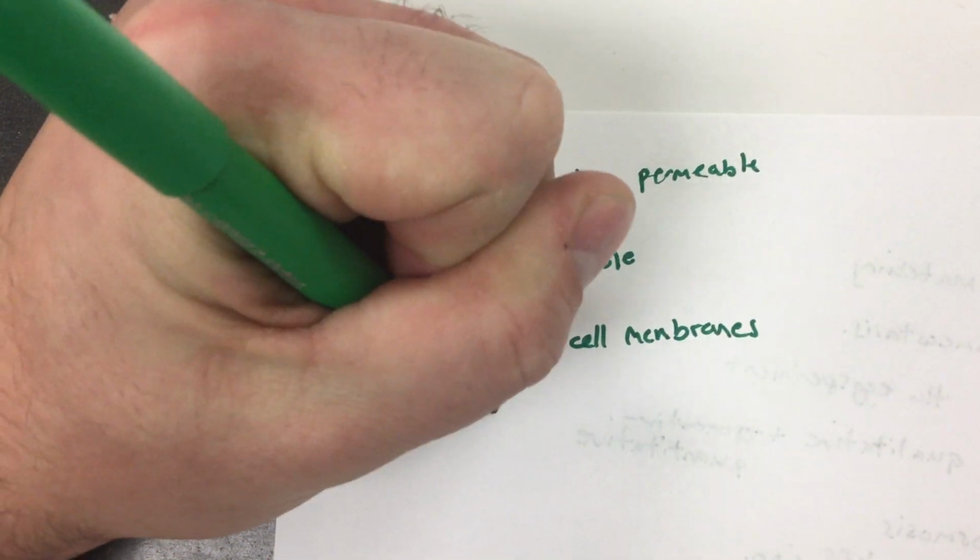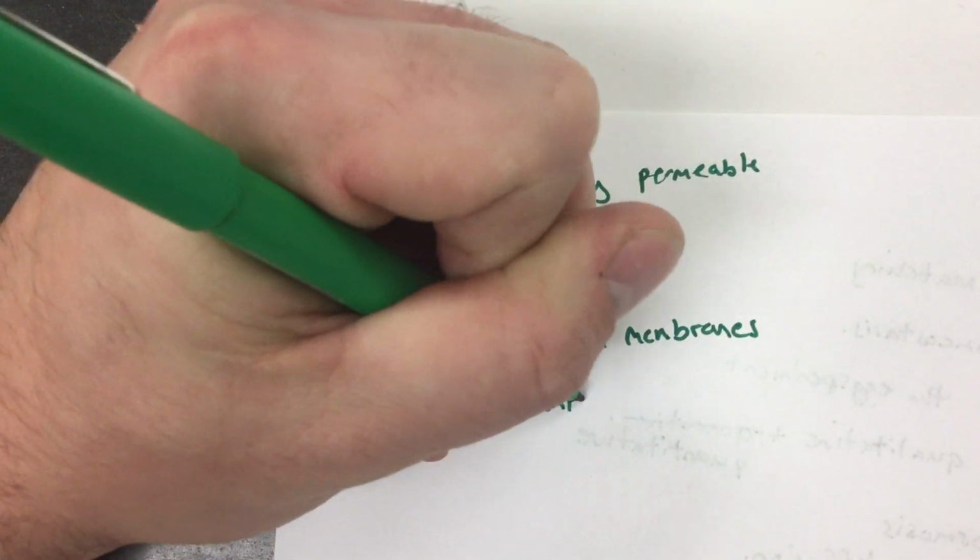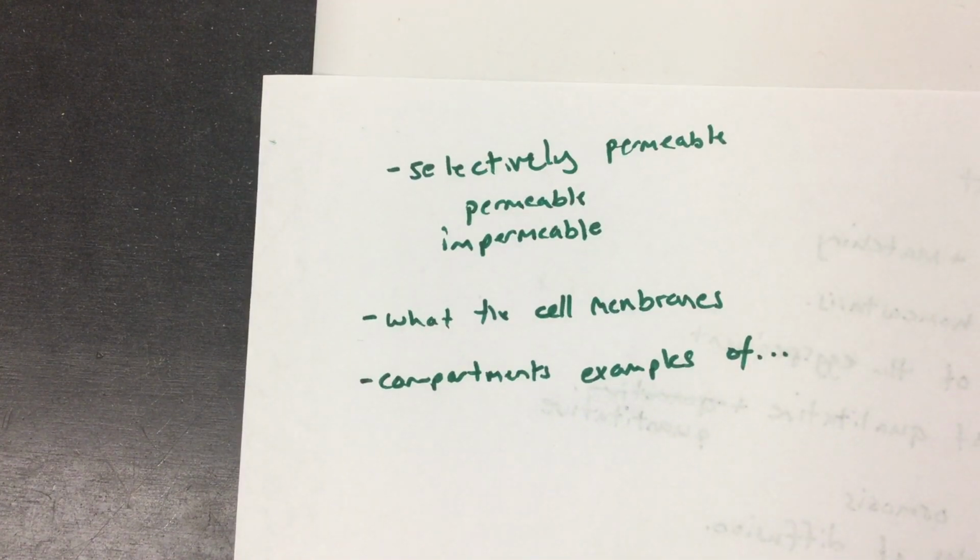Compartments. Examples of them. So what do we call compartments in multicellular organisms? Organs. And compartments in the cells? Organelles. All right.